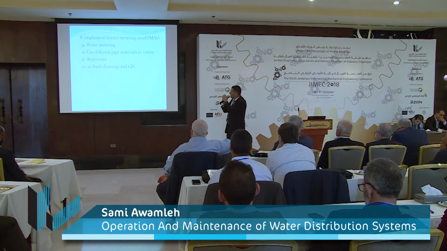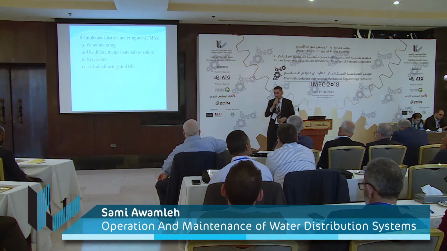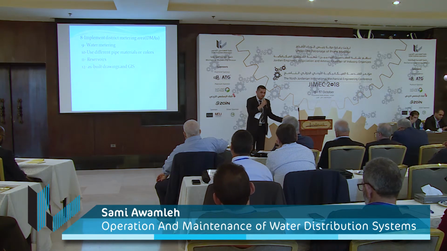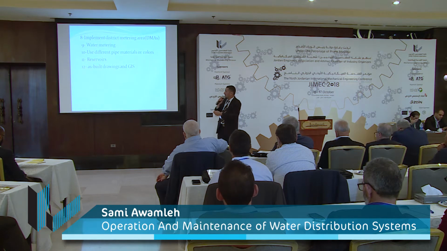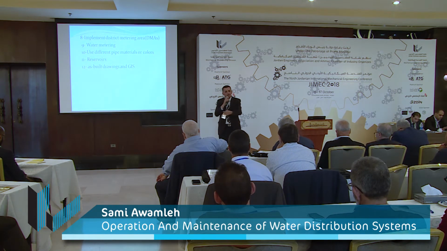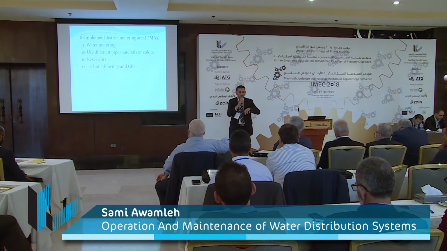Use different pipe materials or colors. Sometimes when there is excavation on site, you should know whether this water line is a primary, secondary, or tertiary system. Because sometimes there were problems: our maintenance team, without knowledge, connected onto the secondary or the primary network, which is wrong and prohibited. So we have to use different colors for the pipes in the system.